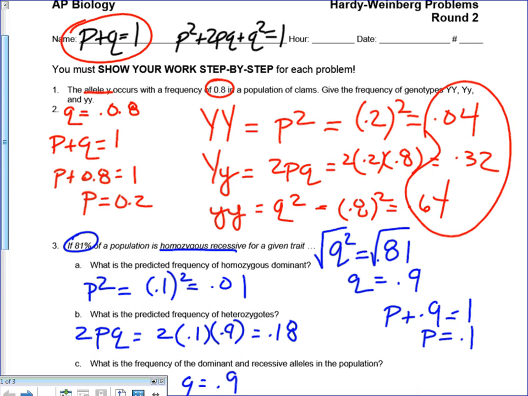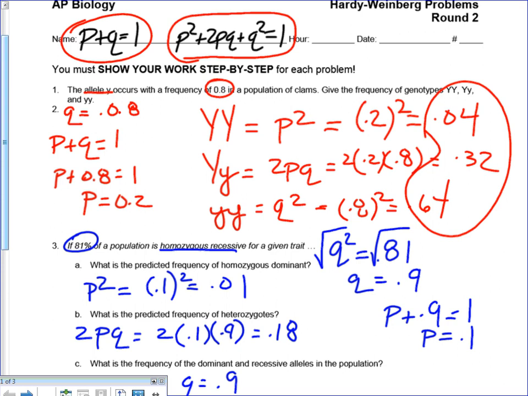This equation here deals with genotypes. Those are genotypes. P squared is 2 P's. 2PQ is heterozygous. Q squared are 2 Q's. So if you're dealing with a genotype, generally you have to go to this equation first.